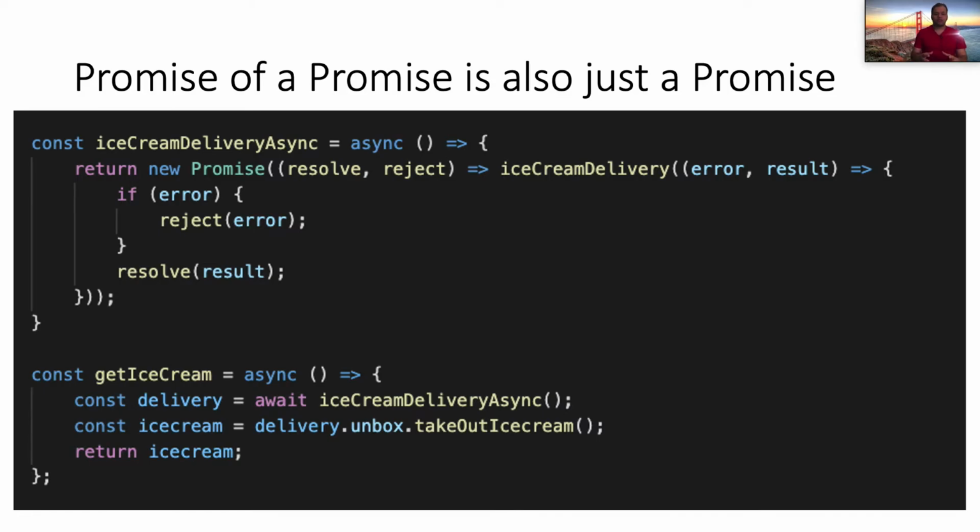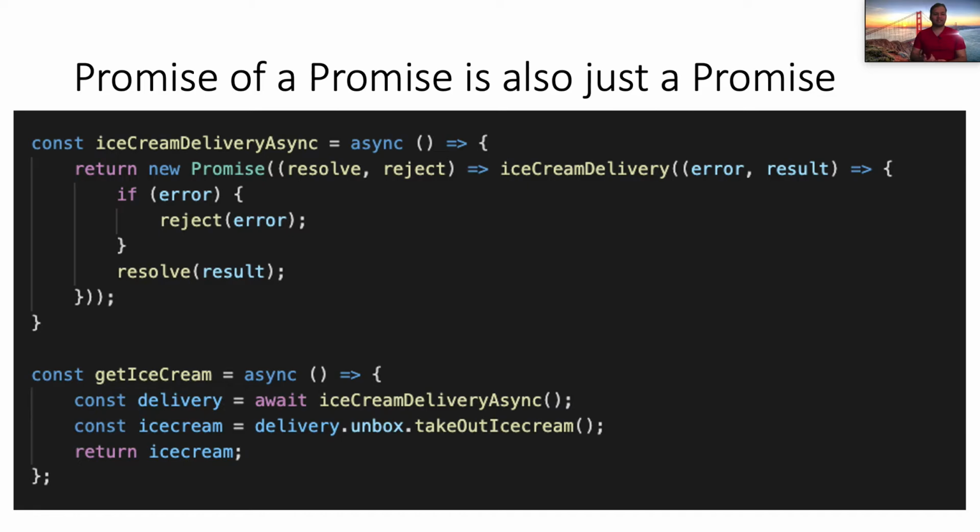So what can we do? One thing we can do is abstract out this ice cream delivery function into its own ice cream delivery async function. And in that, we're just going to return the new promise the same way, but we're not going to do any post-processing. We're just going to resolve directly with the result, and we're going to reject with the error. And then our actual getting the ice cream function becomes much simpler. So we're going to do const delivery, await ice cream delivery async. So we're going to wait for the delivery, and then const ice cream, delivery.unbox.takeout ice cream, and return the ice cream.